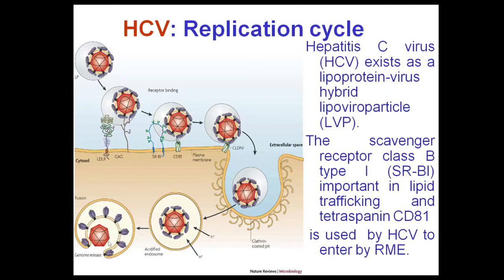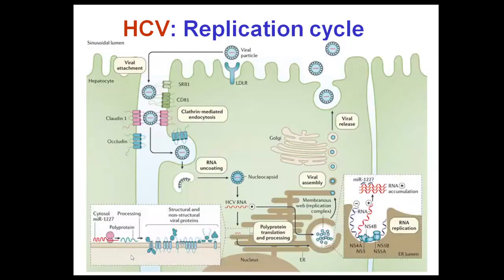environment by the p7 protein, the fusion happens and the viral genome will be released into the cell. So you can see here that the nucleocapsid with the viral genome is then released into the cell.